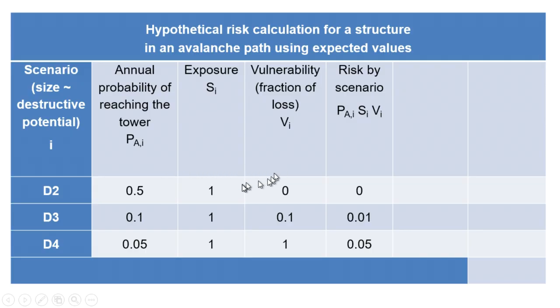So for a size D2 avalanche, 0.5 times 1 times 0 is 0. For a size D3 avalanche, 0.1 times 1 times 0.1 is 0.01. And for a size D4 avalanche, 0.05 times 1 times 1 is 0.05.